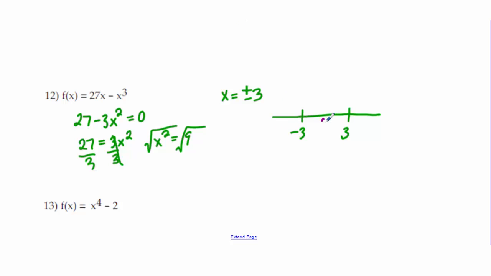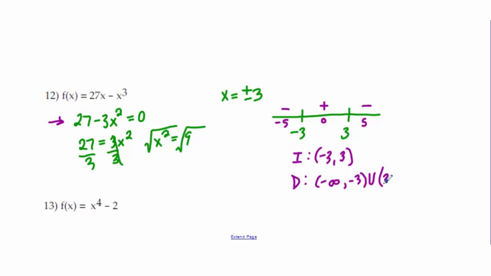We're going to pick numbers in between and on either side, and we're plugging them in to our derivative. So when I plug in -5, I get 27 minus a bigger number, so it gives me a negative. When I plug in 0, this part becomes 0, so I get 27, which means it's positive. When I plug in 5, I get 27 minus a big number, so that's negative. So it's increasing in the middle between -3 and 3. And it's decreasing on the outside, so from -infinity to -3, and then from 3 to infinity.